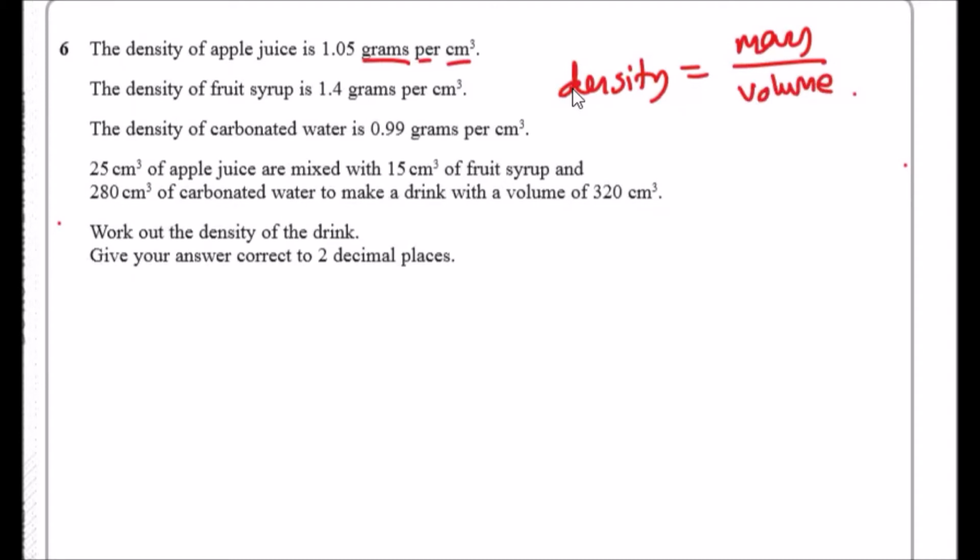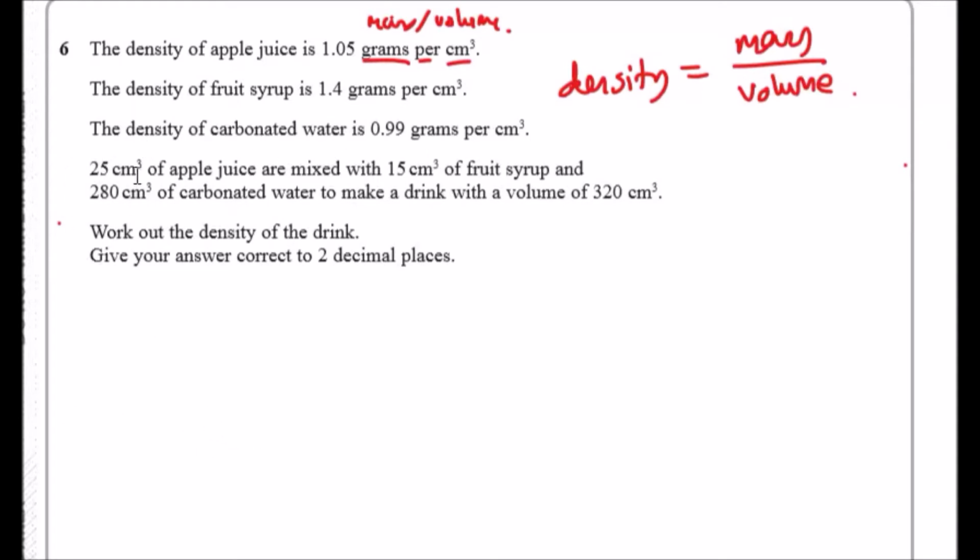If we say it's grams per centimeter cubed, this means literally mass per volume. It's a good way to memorize it. Okay, next one. The density of fruit syrup is 1.4 grams per centimeter cubed. The density of carbonated water is 0.99. Now here's new information.